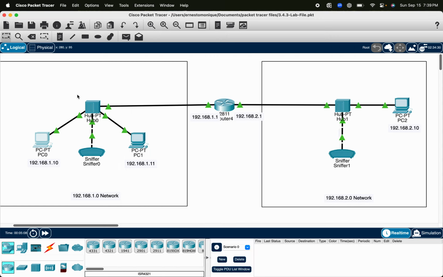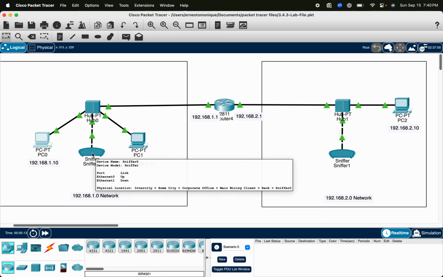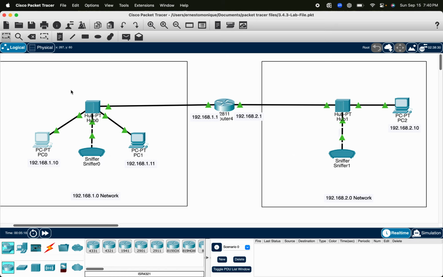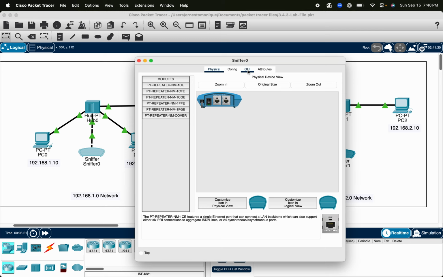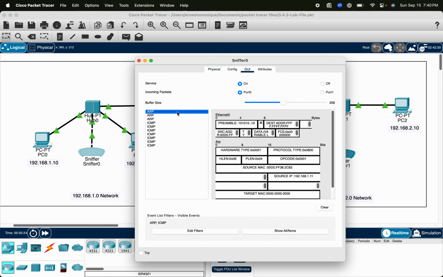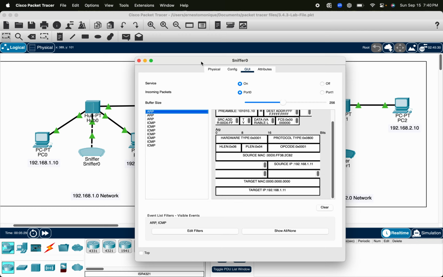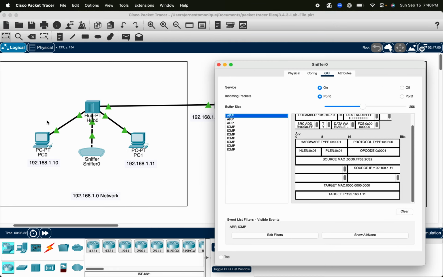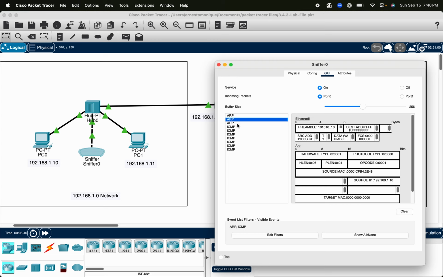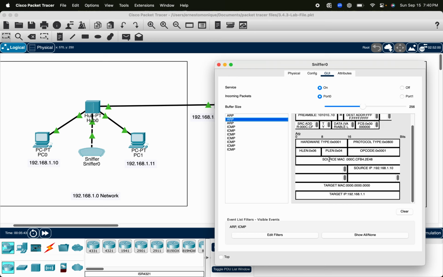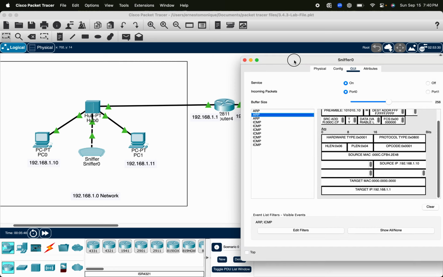We're gonna take a look at the sniffer. If you don't know a sniffer, we use a sniffer to capture all the packets that are within our network. Let's take a look at this sniffer. We go to the GUI and we have the ARP signals. So here we can see that our computer tried to send an IP ping. It was trying to connect to our router, as you can see over here.